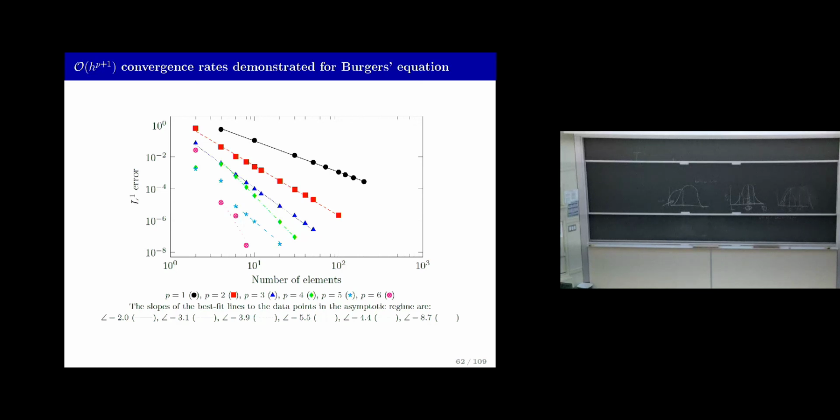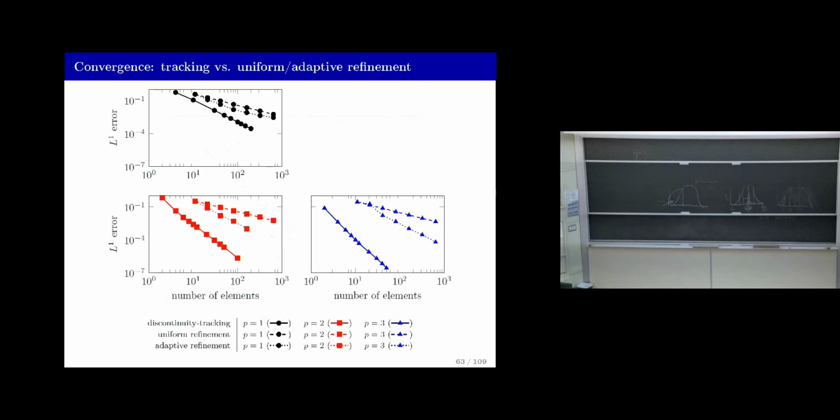We showed, at least in the L1 norm, that as we increase the number of elements, we get h to the p plus 1 optimal orders of convergence for this problem. So we go from first order, p1, all the way to p6, I think, and we essentially get the optimal convergence rates, which, like I said, is really challenging to do when you deal with problems with shocks. That's what this tracking method allows us to get.